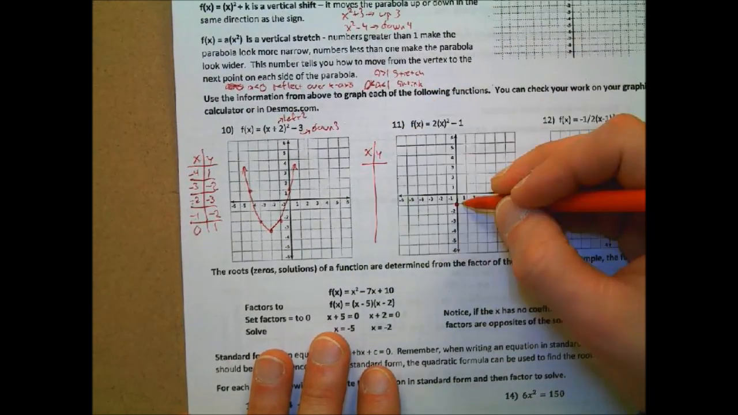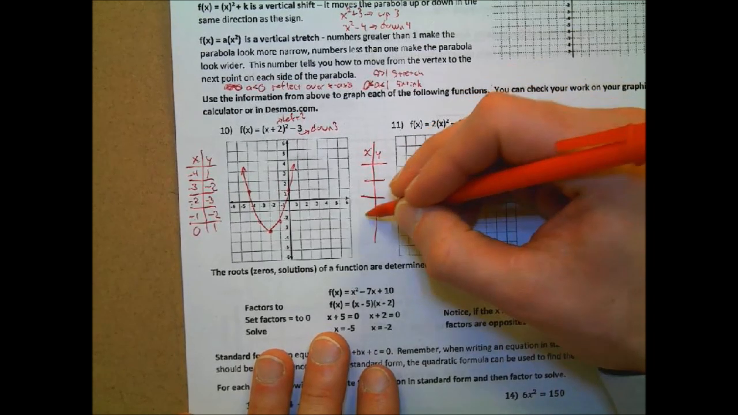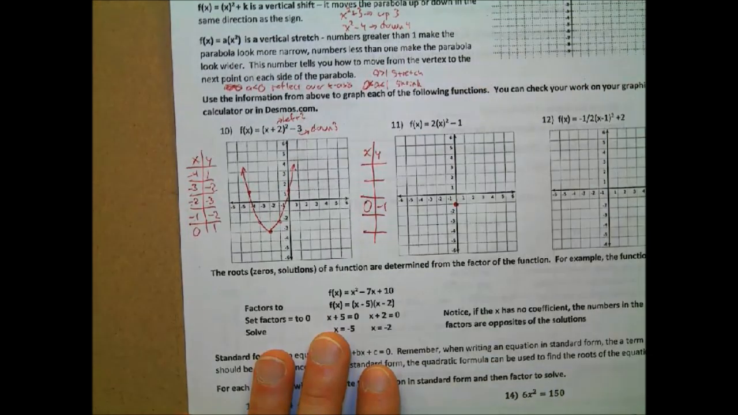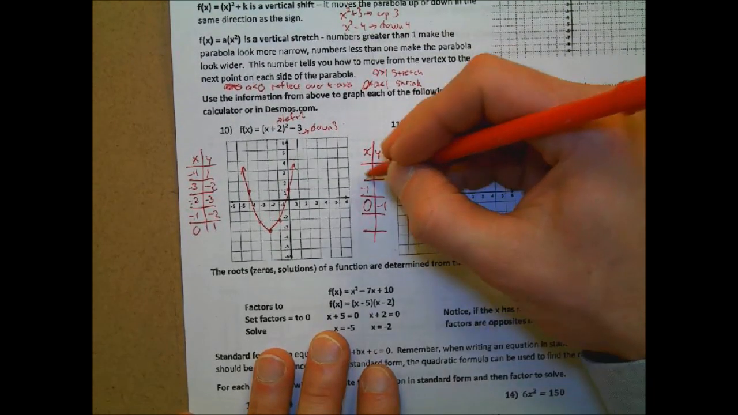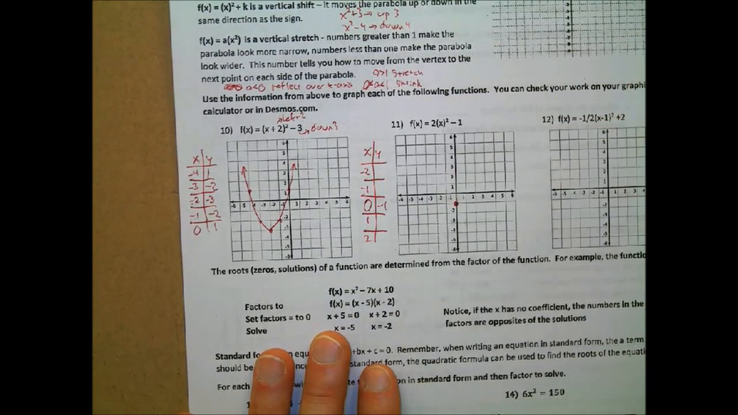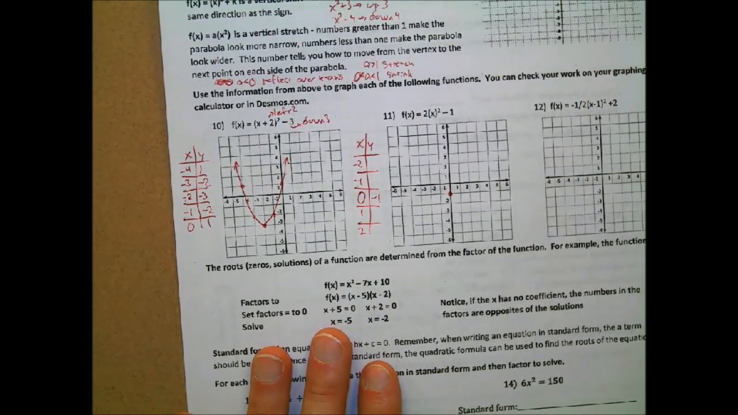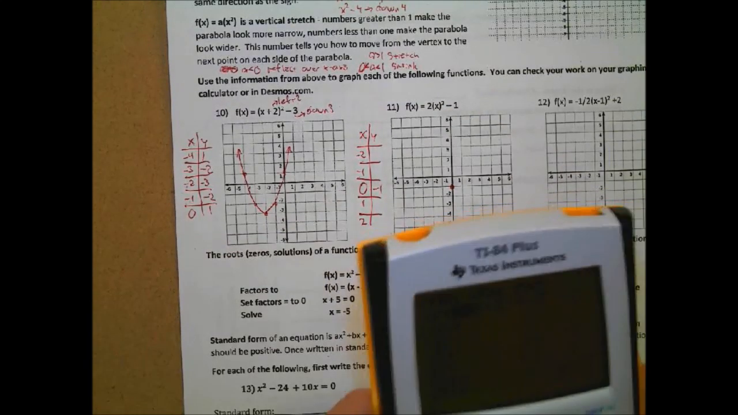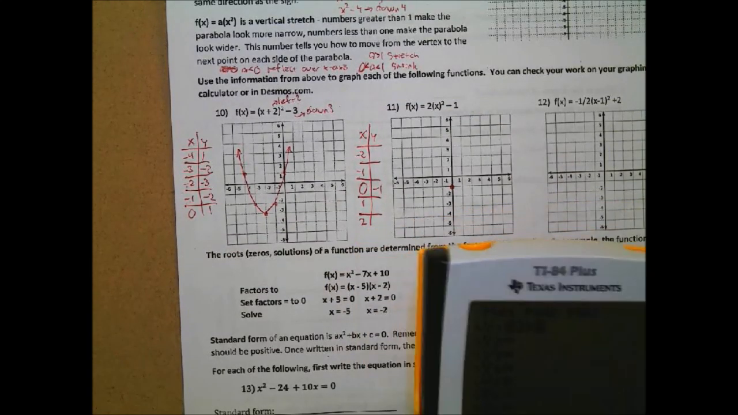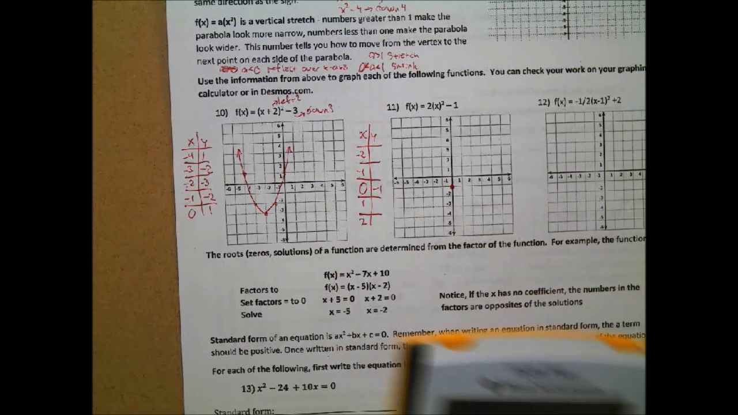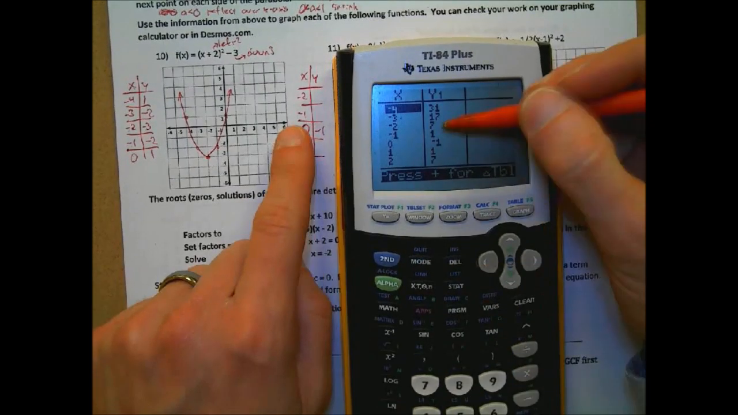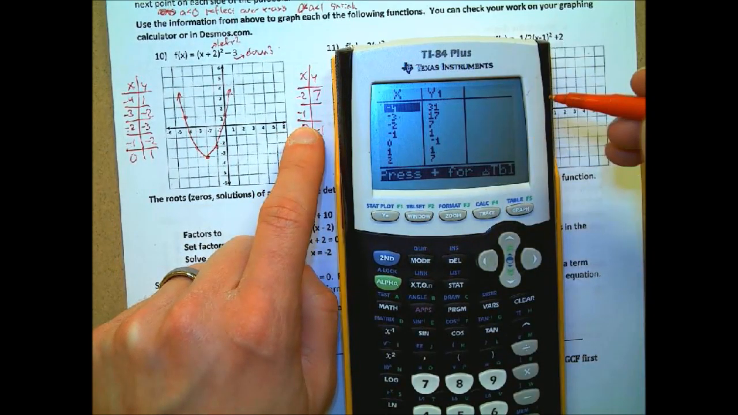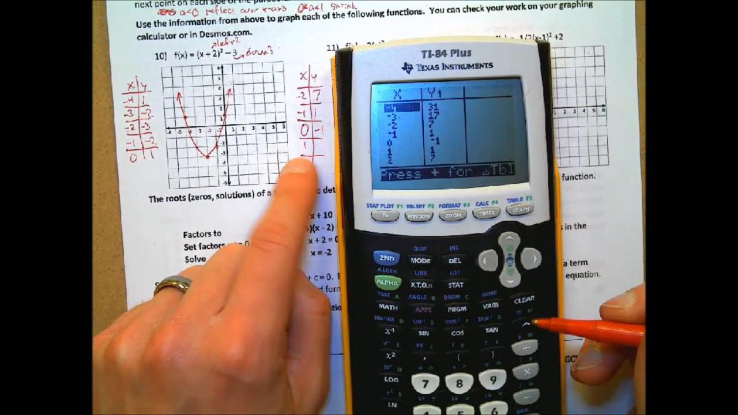Okay, so to make our table, we'll put that 0, -1 right in the middle of the table. Pick some x values before, pick some x values after. And then again, you can plug them in, or we can just go to our table in our graphing calculator after you type it in. Okay. And I get -2, 7. -1, 1. 1, 1. And 2, 7.